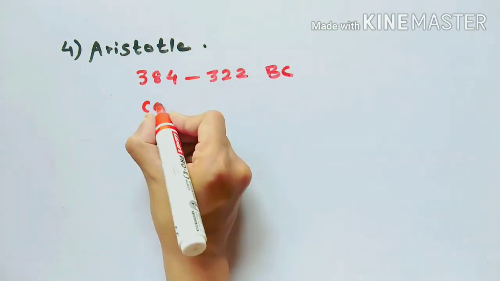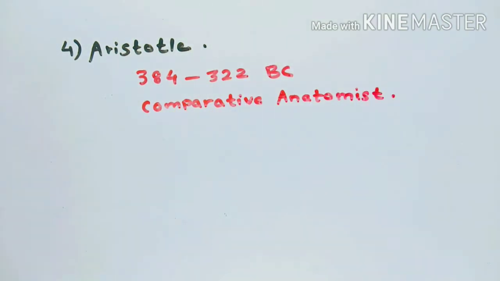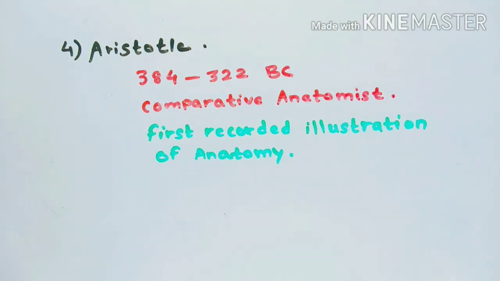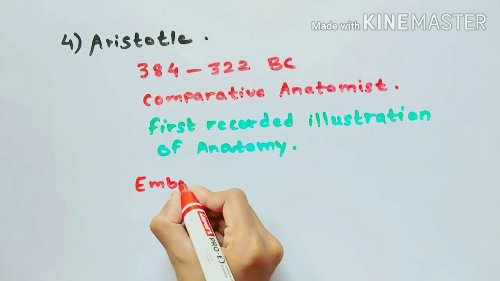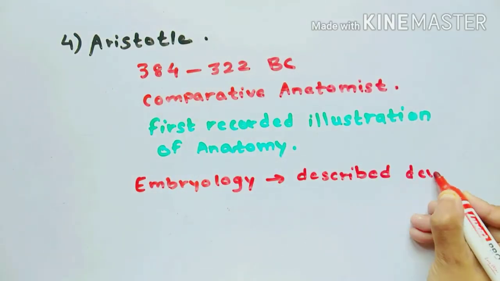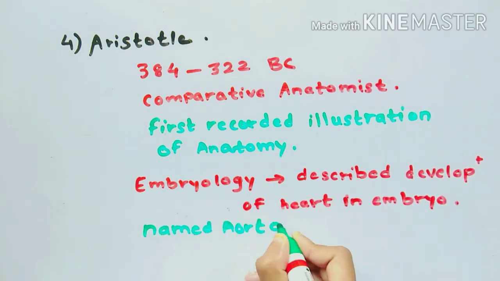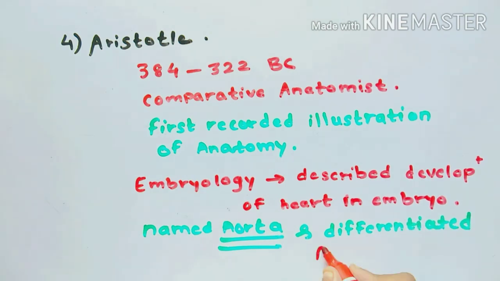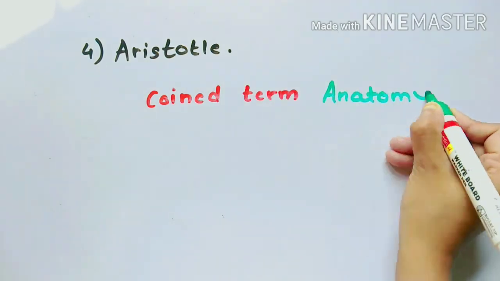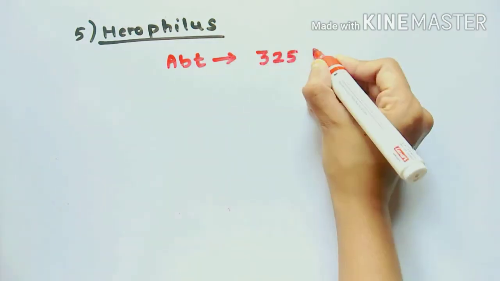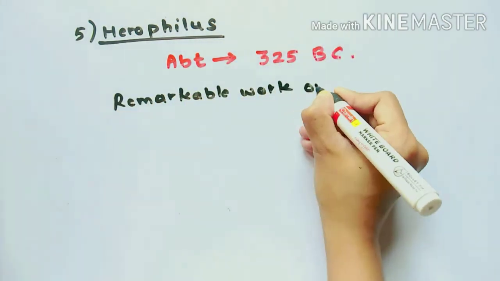Next is Aristotle. From 386 to 322 BC, he was a comparative anatomist. He was the first to record illustrations of anatomy. He wrote the first ever account of embryology, in which he described the development of the heart in the embryo. He named the aorta, differentiated the arteries and the veins, and he is also the one to coin the term anatomy.